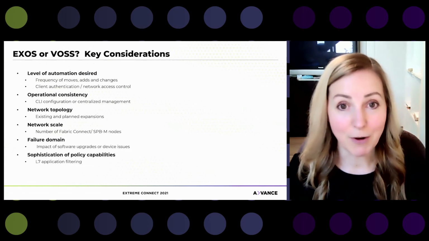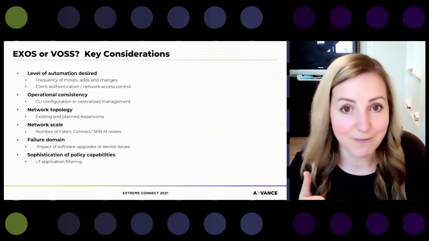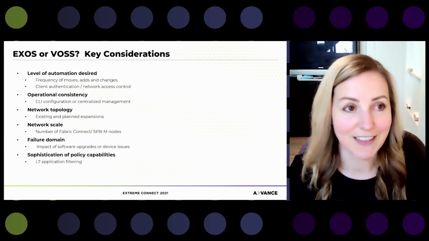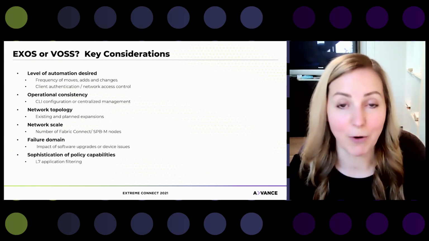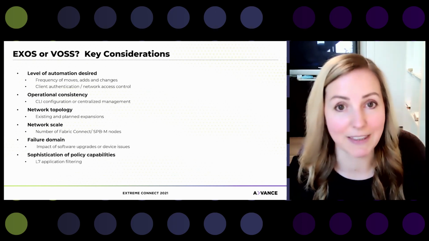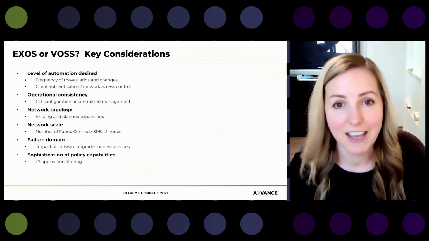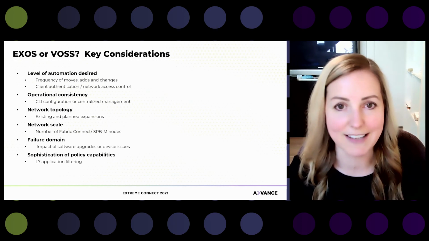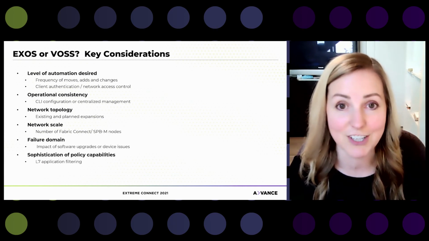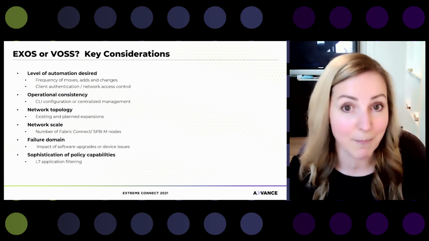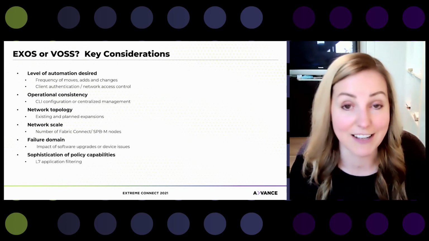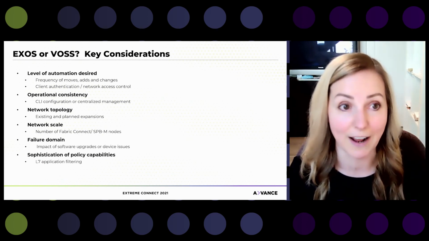So Joe talked about all of the strengths of running Fabric to the edge and all the automation that you get. And Javier talked about all of the great stacking capabilities and policy that you can get with the EXOS operating system. And really just to summarize and talk about some of the key considerations you may want to think about as you're making your decision as to which migration path to go down.